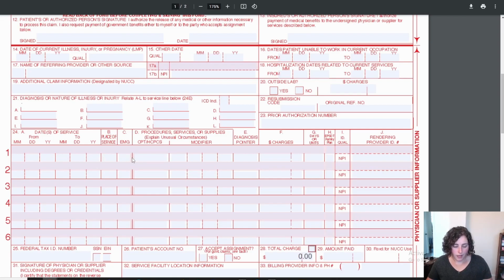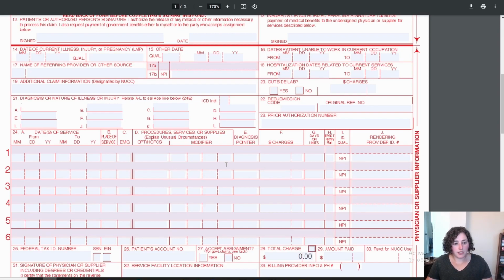So let's say July 21st, 2023 to July 21st, 2023, because they're not staying overnight at your practice. B would be the place of service. So if you are seeing a patient in person in an office, you would use place of service 11.